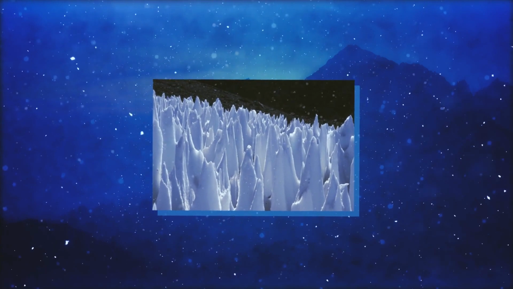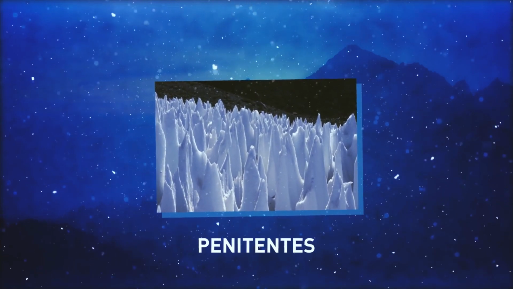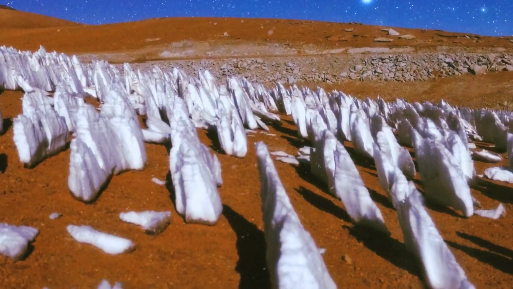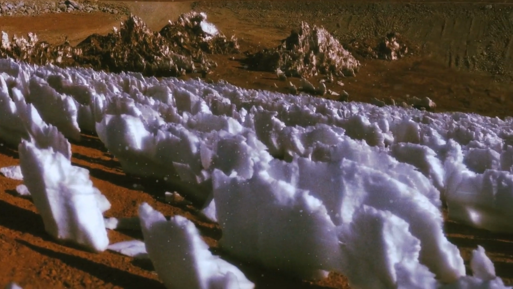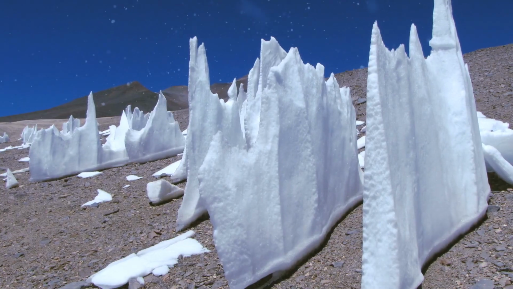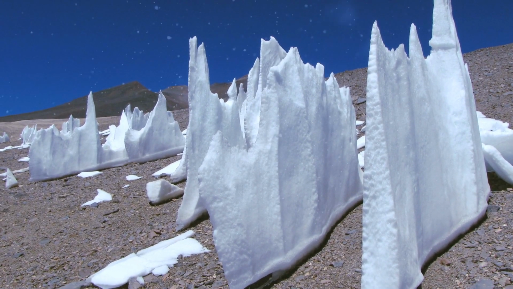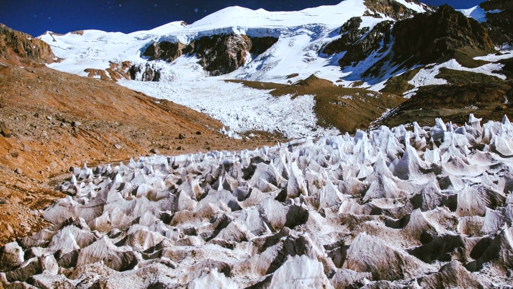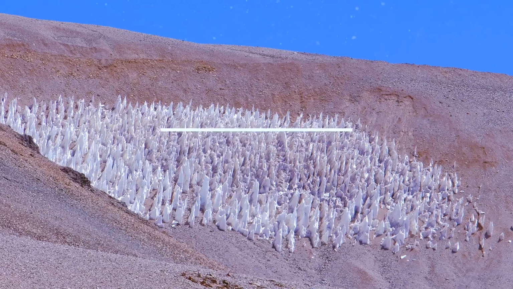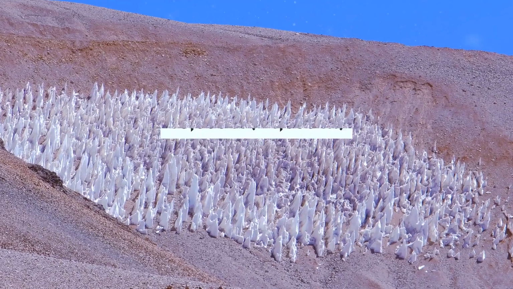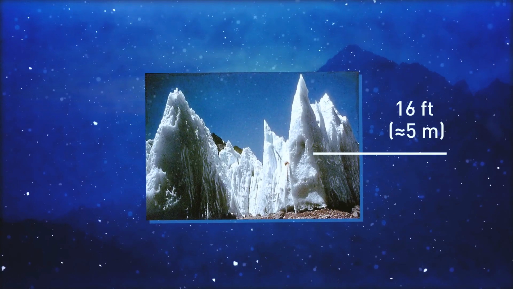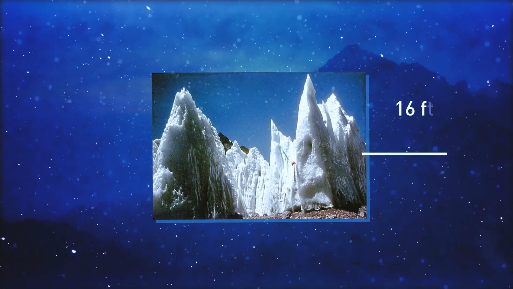Another amazing ice phenomenon is called penitentes. These are snow formations found at very high altitudes. Numerous and closely spaced, they look like long, thin blades of hardened snow or ice that point towards the sun. These icy spires grow over snow-covered and glaciated regions in the dry Andes at a height of more than 13,000 feet. Some penitentes are just several inches tall, while others reach 16 feet. That's around 3 human heights.